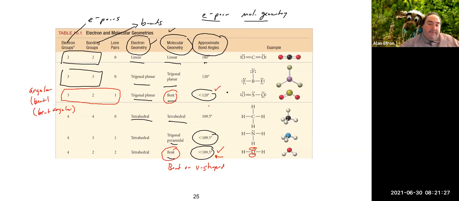So for our purposes, I would go with angular for this one right here, but I'll be honest with you, people definitely use bent for that as well. But there is a difference between the bond angles that go with those two. It is very common that people will use bent for angular. So yeah, they're kind of the same.